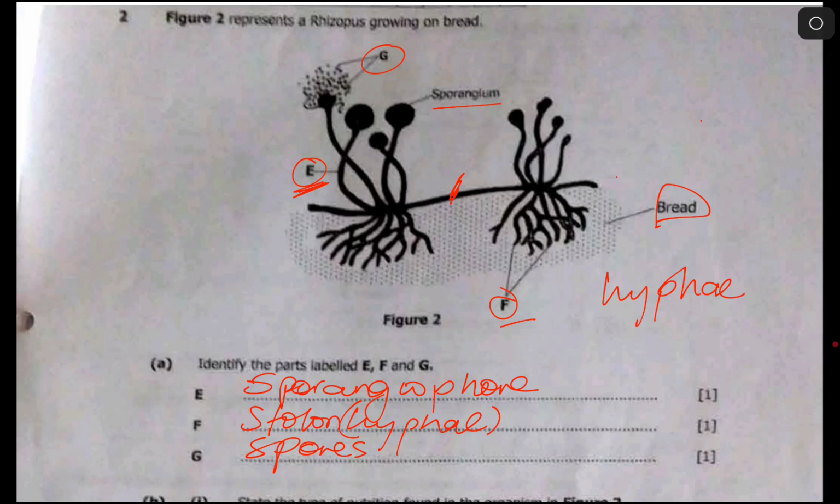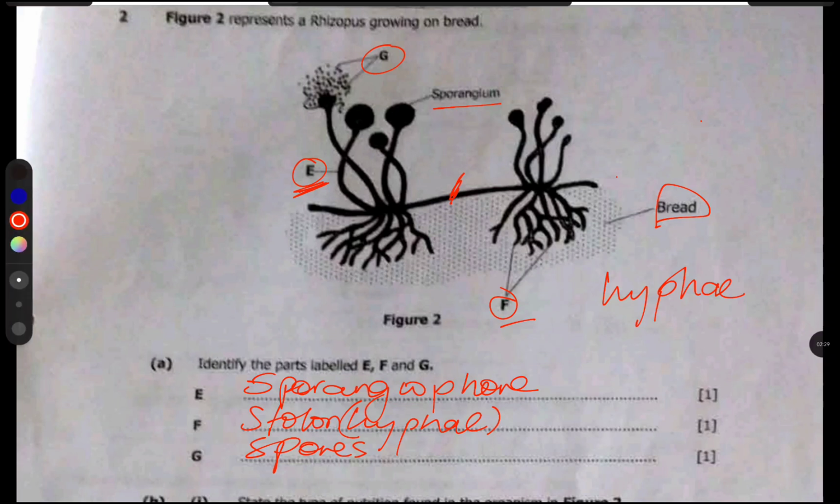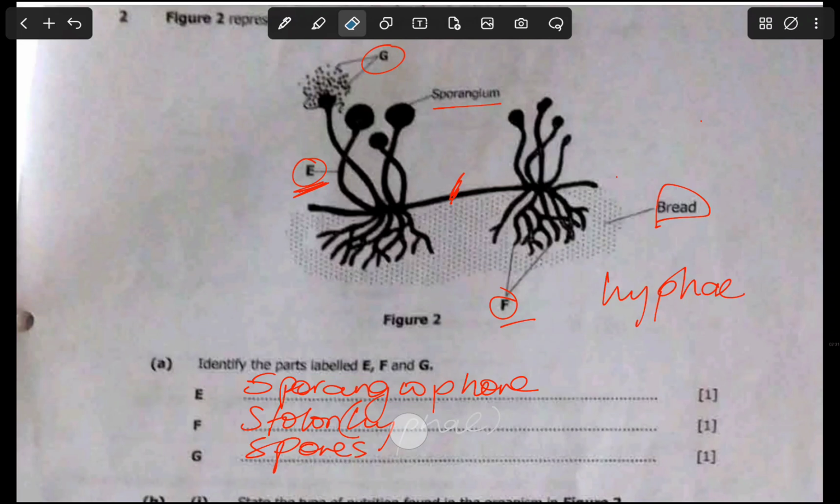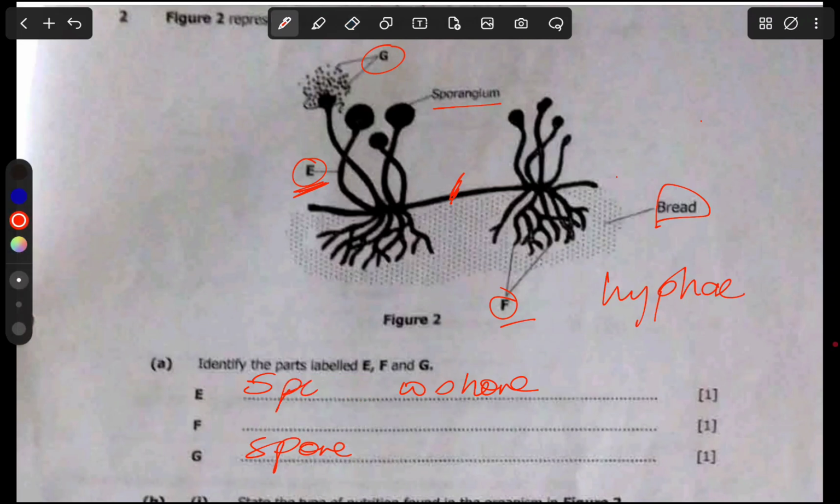Sorry, this one is not the rhizopus. Sorry, just a minute. Why did I write like that? It's F1 or rhizoid. Okay, we're good to go. I thought we were talking about this one.